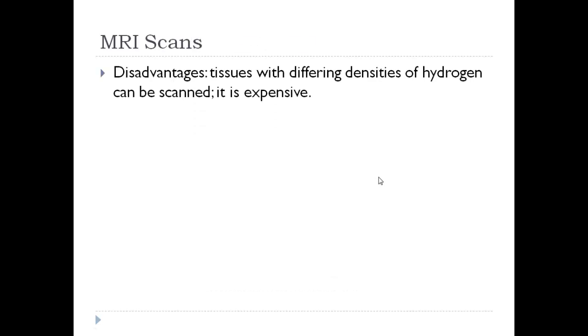The disadvantages: we can only scan tissues with different densities of hydrogen, and as we saw in the image, most tissues have differing densities of hydrogen, so that's possibly a dubious disadvantage. The main disadvantage is the high cost, both of building, of running, and of maintaining the gear. And so that means that it costs a lot to get an MRI scan. So in some countries they can't provide MRI scans because it's just too costly.